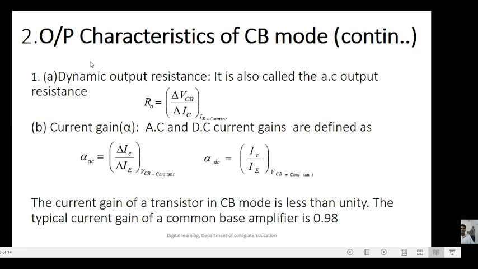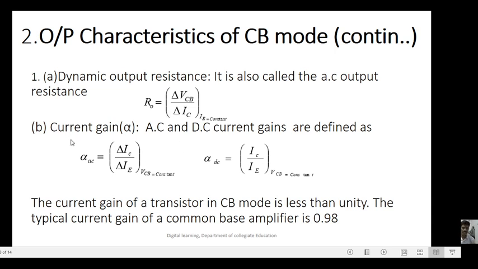And also continued the characteristics of CB mode here. The dynamic output resistance, also called the AC output resistance, R0 is equal to delta VCB by delta IC at IE constant. So here we have to keep the emitter current IE constant, and VCB and IC can be varied. Therefore this is known as the dynamic output resistance of the transistor.